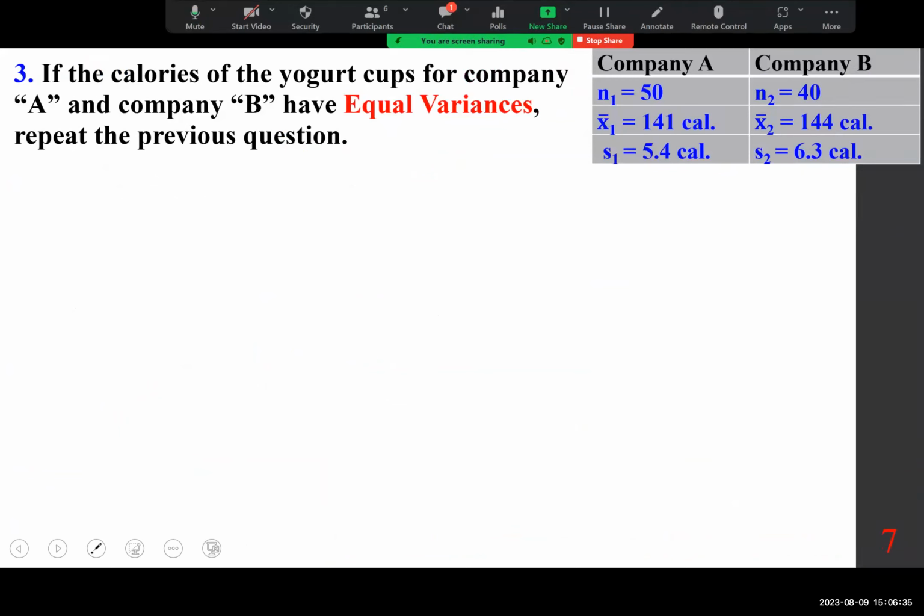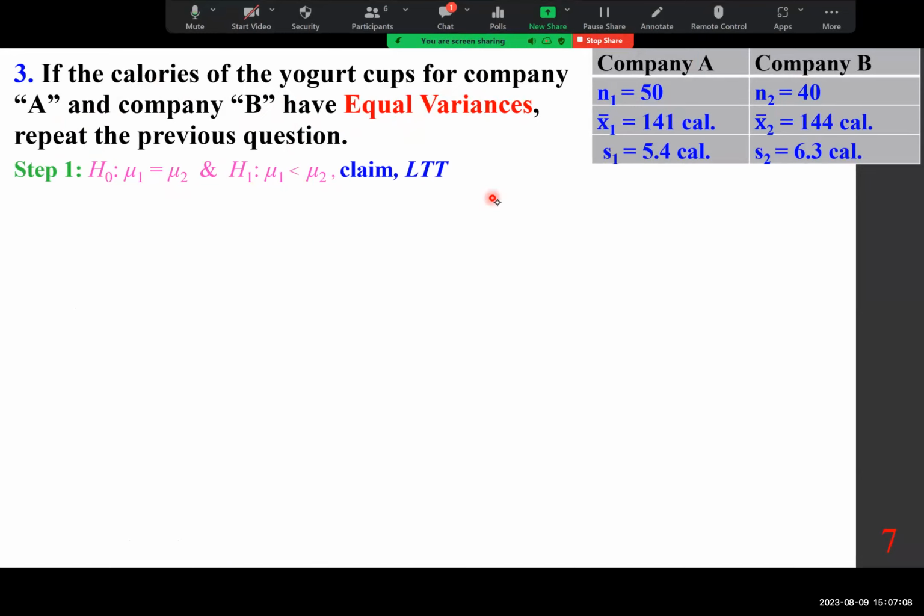Now, we're going to look at the same question, but this time we are assuming equal variances. So if the calories of the yogurt cups for company A and company B have equal variances, repeat the previous questions. By the way, we can't assume that unless it has been mentioned. We are going to use the same 4 steps of the test of hypothesis. The very first step is the same: H0 mu1 equals mu2, and H1 mu1 is less than mu2.